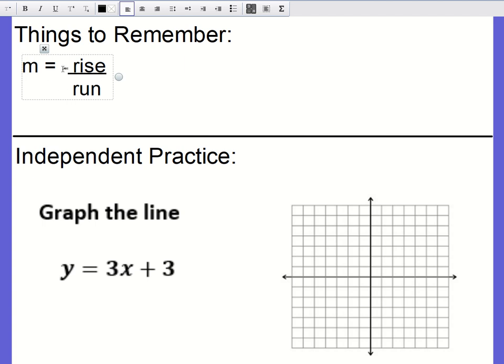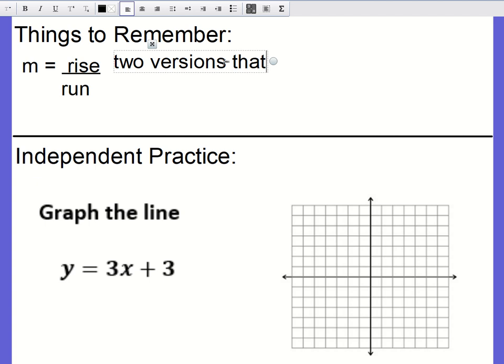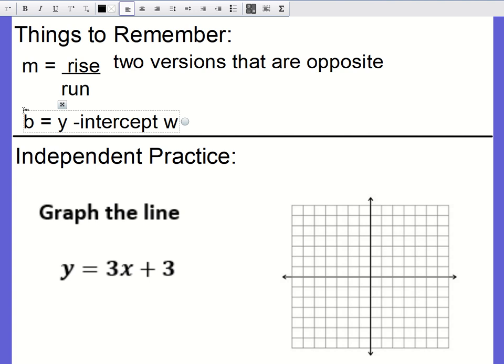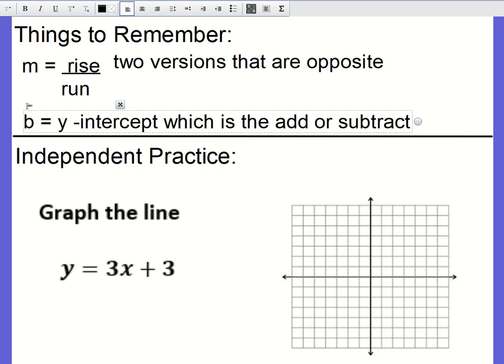Okay, and then don't forget there's always 2 versions, right? We want to make sure we're putting those 2 versions. There's opposites, right? 2 versions that are opposite. And then b equals the y-intercept, which is the add or subtract. If you always notice, the y-intercept's the part where we add or subtract.